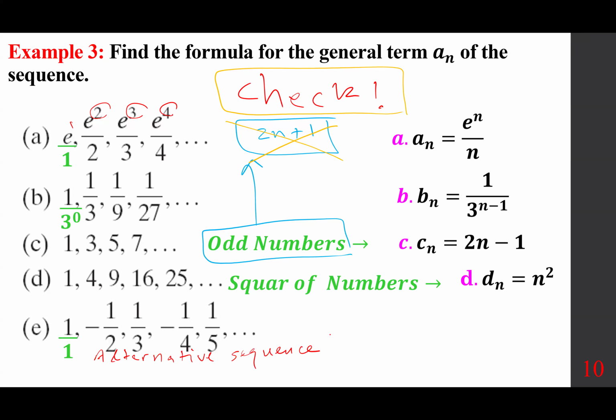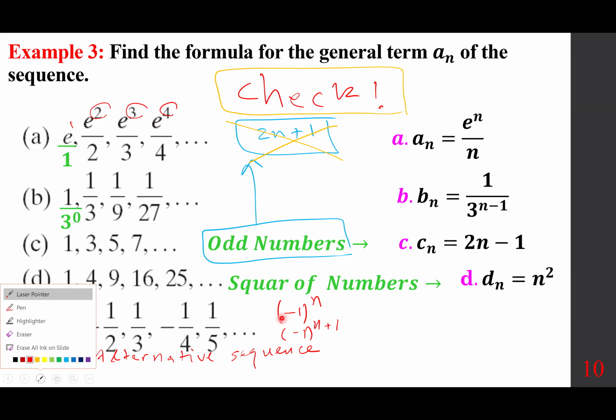It's called an alternating sequence. So if you ignore the sign, the answer is 1 over n. But when it comes to the sign, negative 1 to the power of n is used, or negative 1 to the power of n plus 1, to represent alternating. So which one do we use and why? If I use this one and n is 1, I get negative 1 to the power of 1, which is negative. So the first one is positive, so that doesn't work.